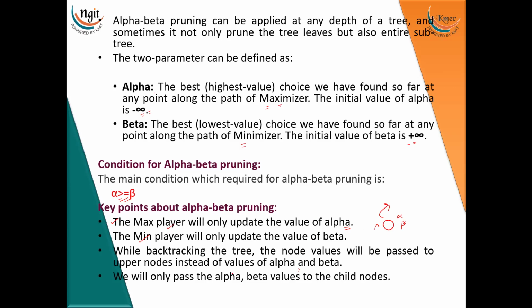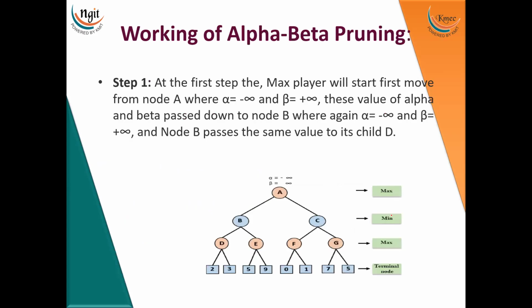And one more important point is that we will only pass the alpha and beta values to child nodes. So when we have child nodes, we pass the alpha and beta values. But when we are moving to the upper nodes, only the node values will be passed. These are the two more important points regarding alpha beta pruning. So let us discuss the working of alpha beta pruning with an example. This is one of the example trees. Let us discuss step by step.